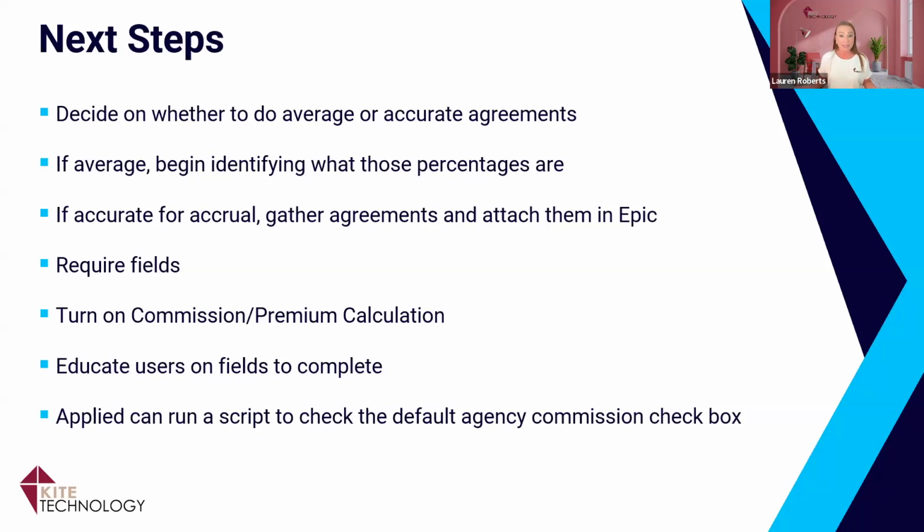Then, of course, identify what those averages should be. You can pull that from your commission agreement from the carrier directly, or you can just take a look at some production reports, see what that average is, drop it into Excel.